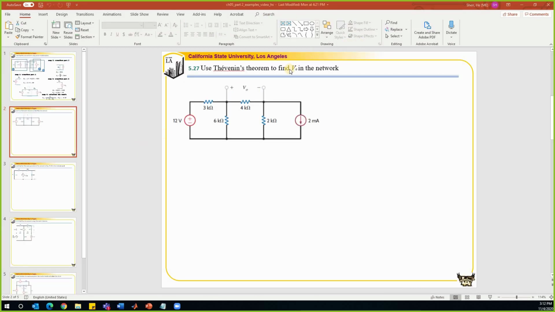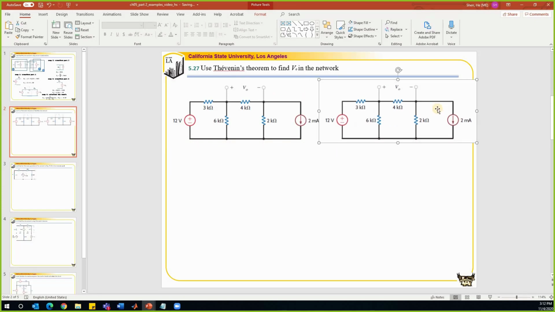Use Thevenin's theorem to find VO in the network. So VO is over here. The idea to use Thevenin's theorem to solve this problem is to take this off, and we look at the equivalent circuit to the rest.